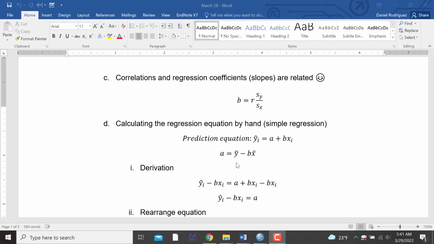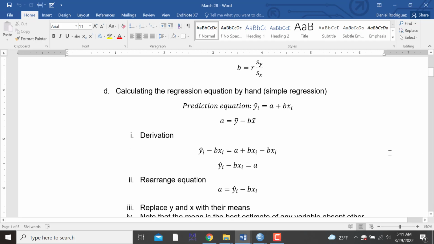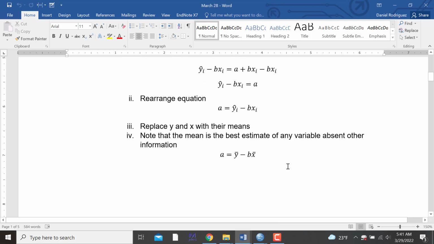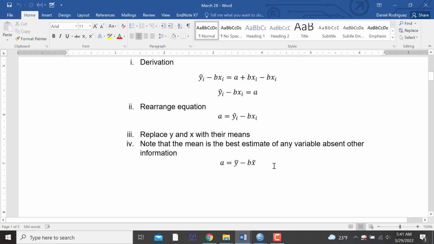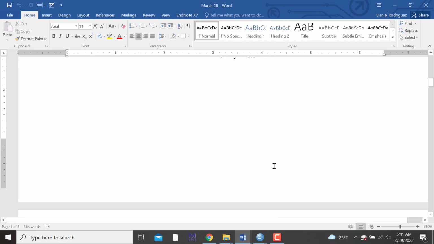So the best predictor of any variable in the absence of any information is the mean of that variable. So that's why we substitute the mean here. This is all we have, right? So let's go ahead and, here I just show you how I derive it. So that's what I just mentioned there.